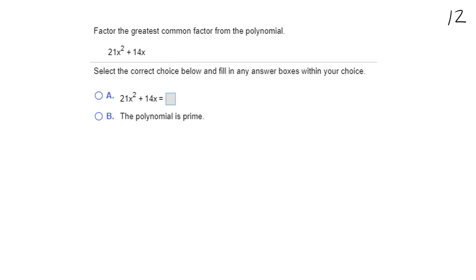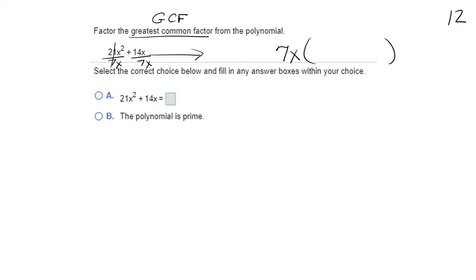Here on number 12, I want to factor out the greatest common factor, which is also abbreviated as the GCF. So if I look at 21 and 14, I know that the number 7 will divide each evenly. I also see that each term has the variable x in it. So I take the 21x squared and divide by 7x, and I take the positive 14x and divide by 7x.